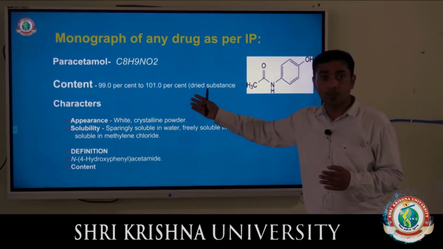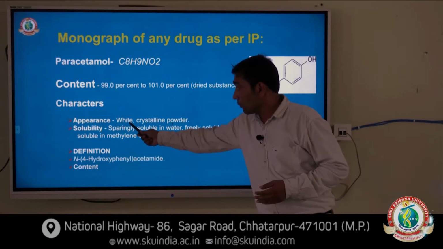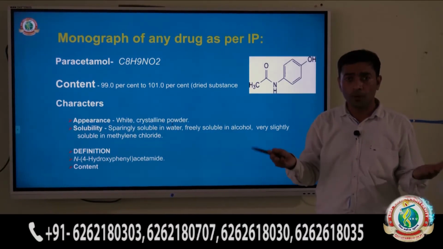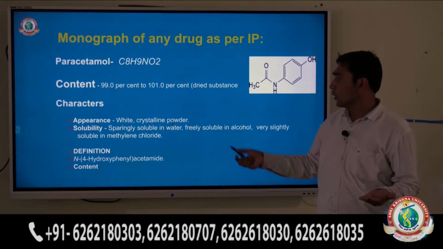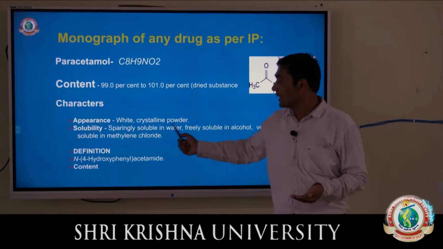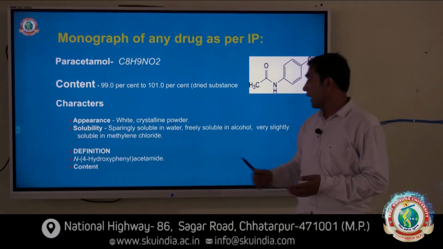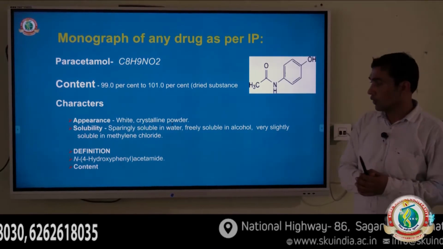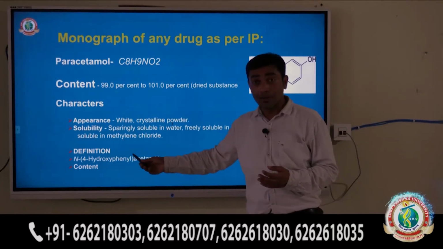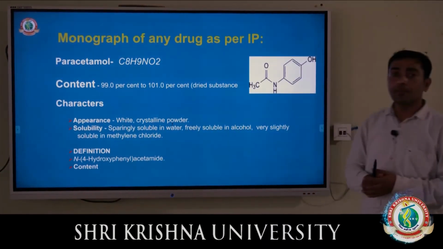The characters included in the monograph for paracetamol are, first, the appearance: paracetamol is a white crystalline powder. We all know that powders are of two types, crystalline or fine powder, or amorphous powder. So the appearance of paracetamol is a crystalline powder. Solubility: it is sparingly soluble in water, freely soluble in alcohol, and very slightly soluble in methylene chloride. The definition of paracetamol in the monograph of the Indian Pharmacopoeia is given by its name, N-4-hydroxyphenyl acetamide.